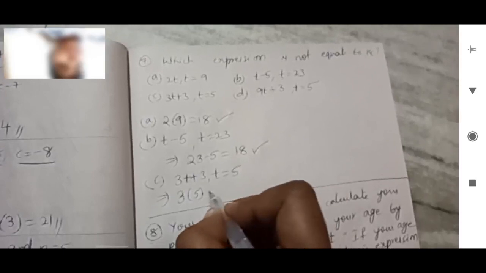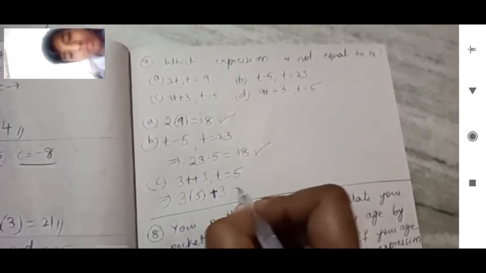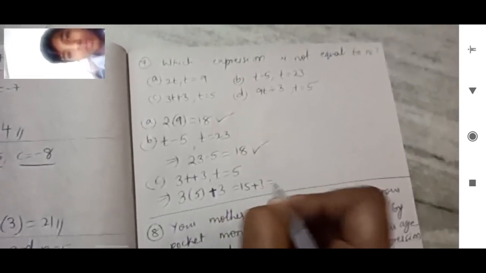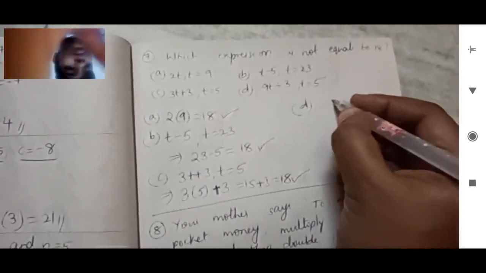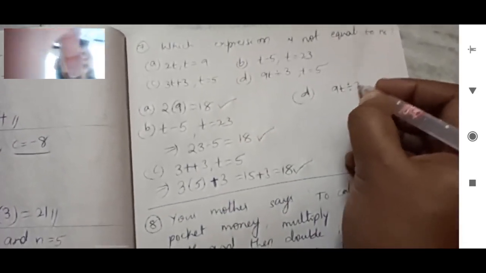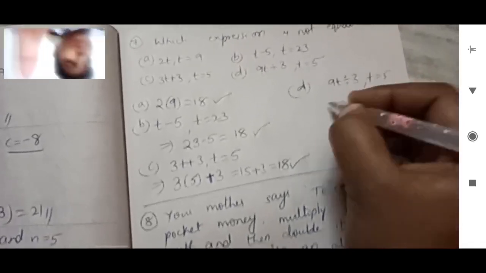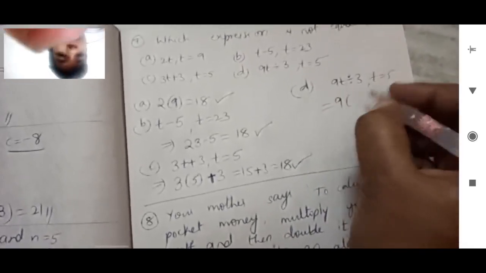So 5 into 3, 15 plus 3, 18. This one is also correct. Not equals, so 90 divided by 3, t is equals to 5. Is equals to 9 into 5 divided by 3.